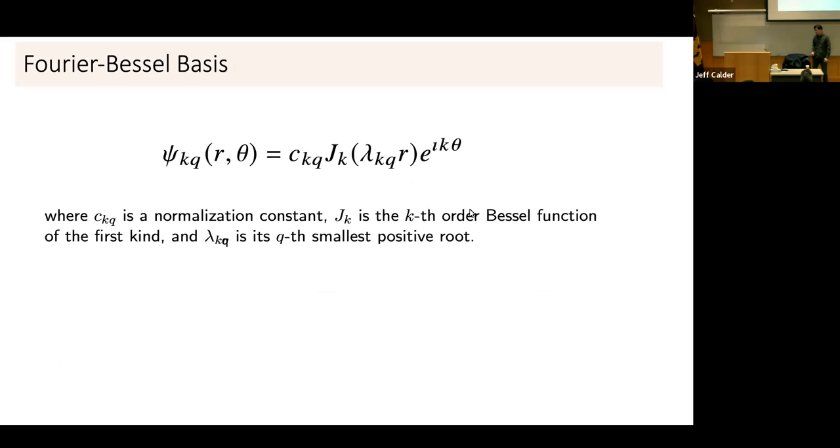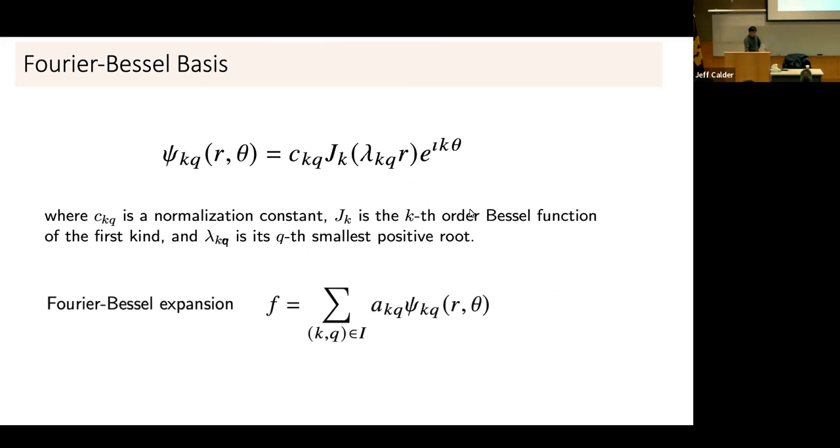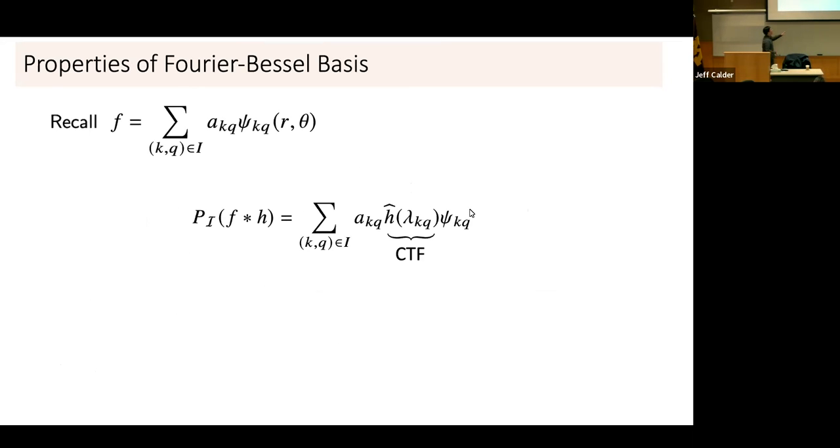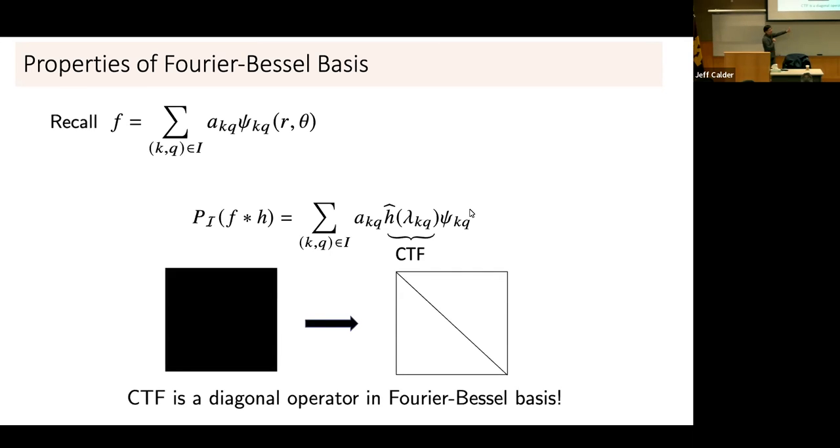So what we do is use a new implementation of the Fourier Bessel basis. The Fourier Bessel basis consists of eigenfunctions of the Laplace operator with the Dirichlet boundary condition. The nice property is that if you expand the image in this basis and convolve the image F with any filter H, the resulting image has Fourier Bessel coefficients equal to the original coefficients times some value from the CTF filter, which means the convolution in real space is a diagonal operator in the Fourier Bessel space. So you can represent the CTF as a diagonal matrix. In real space it's something dense, but in this basis it's diagonal.